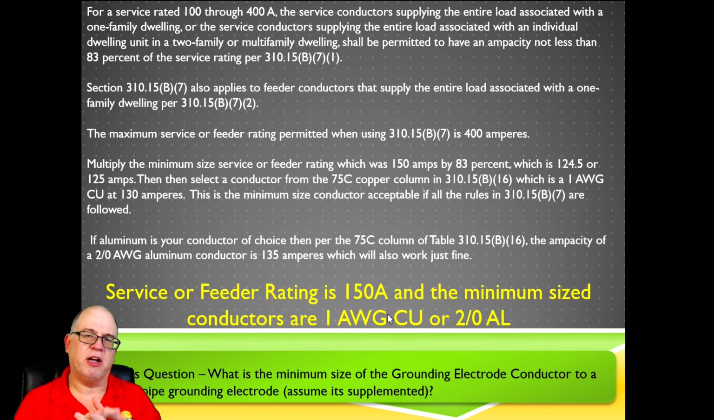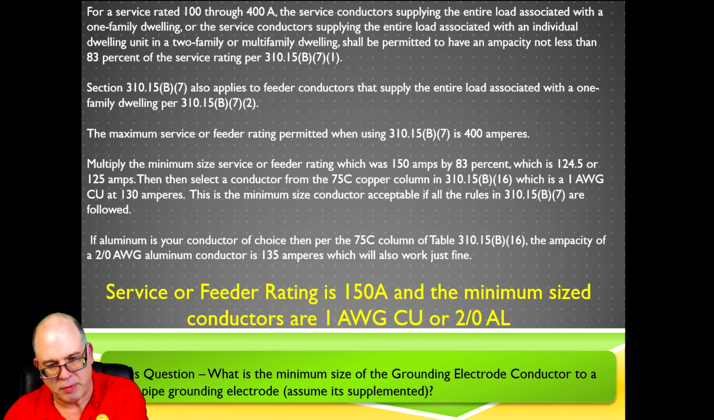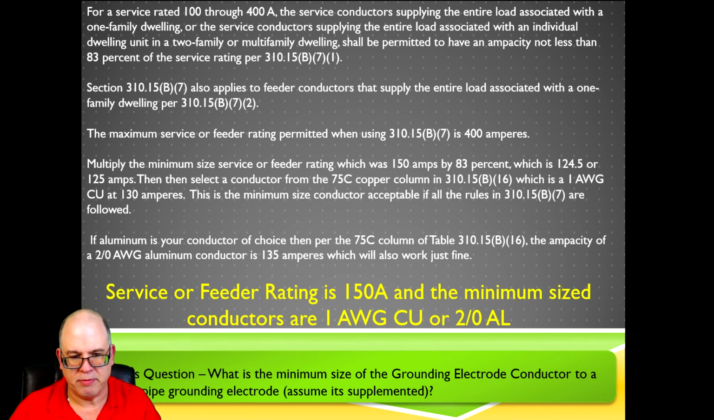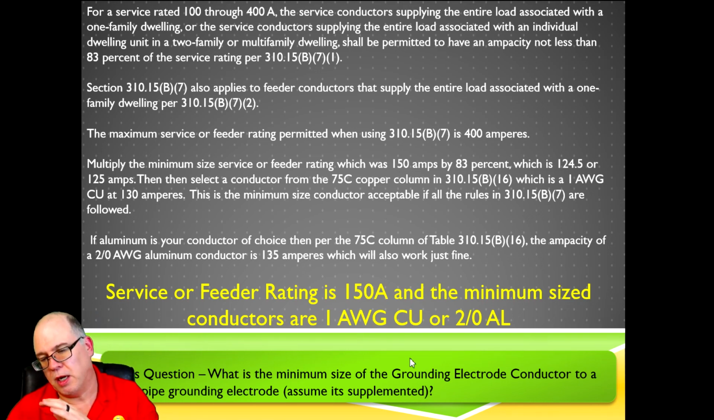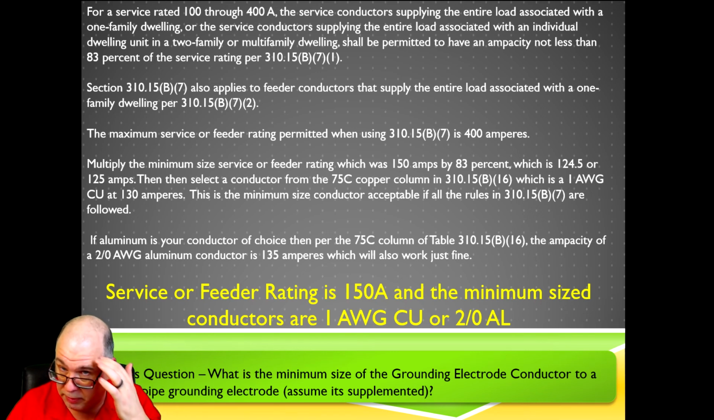Now that I know the conductor sizes, if I gave you a pop quiz, and you can't see the whole thing because my body's blocking this, but here's what it says. What is the minimum size of the grounding electrode conductor to a water pipe grounding electrode? Okay? And assume it's supplemented, meaning there's some other electrode, because you always have to supplement a water pipe electrode. It's assumed that it's supplemented, and it's a metal water pipe, okay? Let's get that out of the way. All right, if it's a plastic water pipe, then that wouldn't be an electrode to begin with. So why would you run a grounding electrode conductor to it? Come on, people, think a little bit.